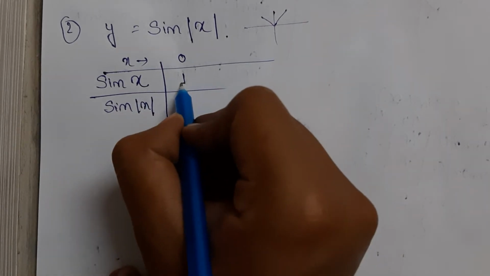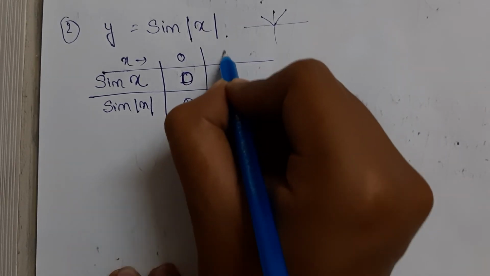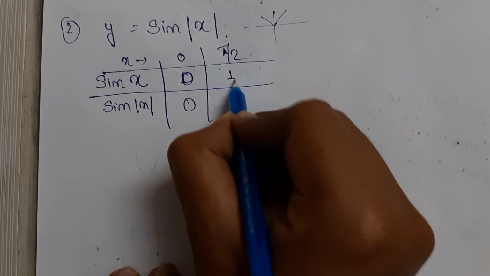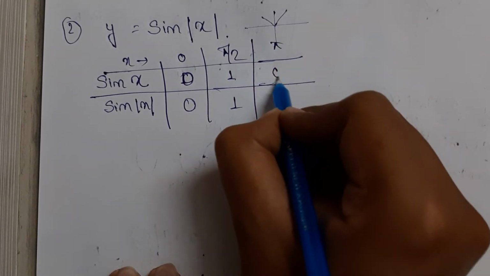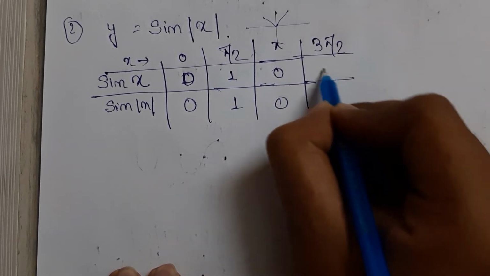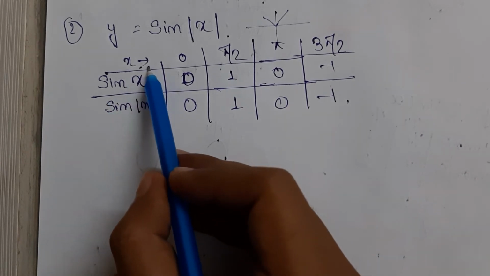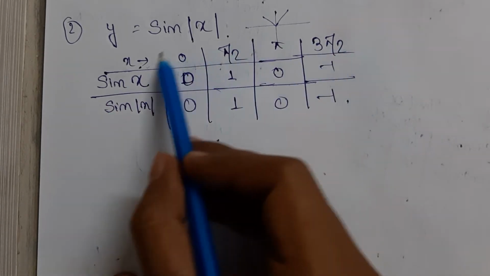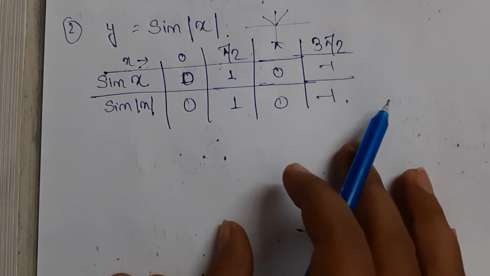When x is 0, sin gives 0, and here it will give 0. When x is pi by 2, it will give 1 and it will give 1. When x is pi, it will give 0, it will give 0. When x is 3 pi by 2, it will give -1, it will give -1. So we can see that for any x value greater than or equal to 0, there will be no change in the graph.